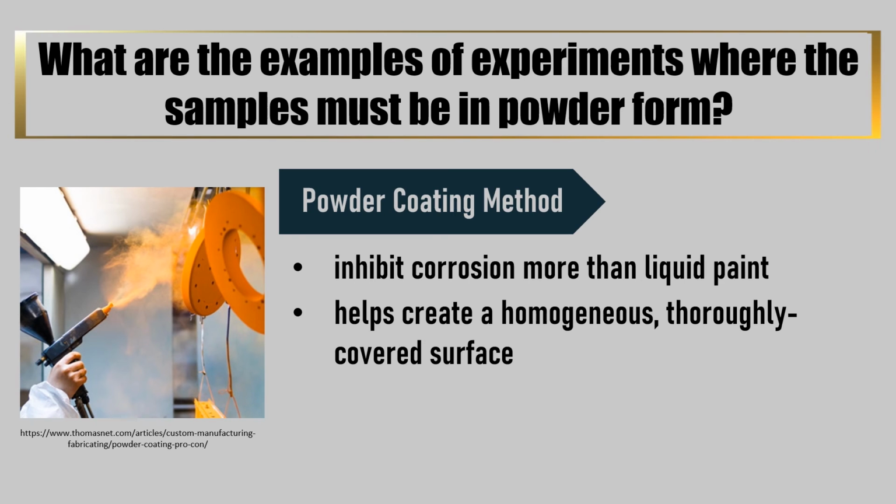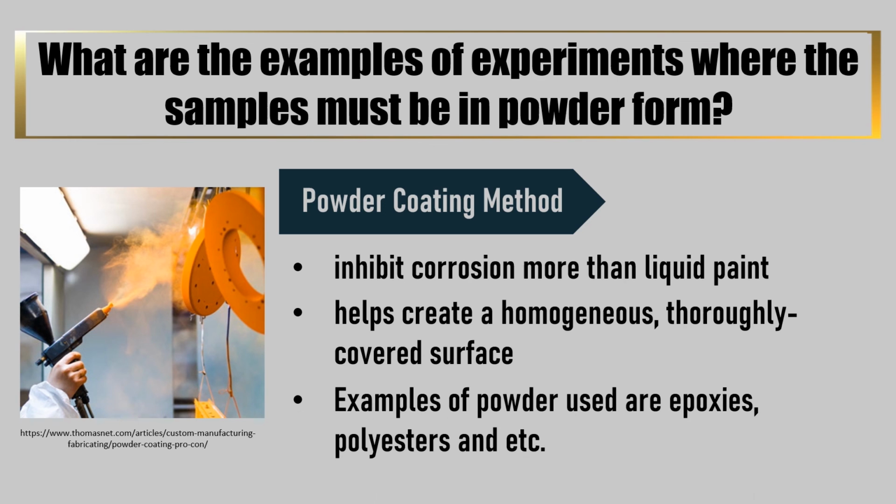Therefore, it is important to choose the best powder coating product in order to get the best corrosion resistance layer on a metal. Examples of powders used are epoxies, polyesters, and so on.